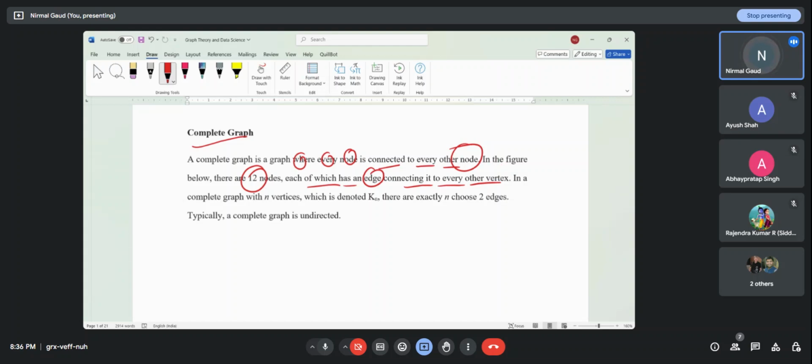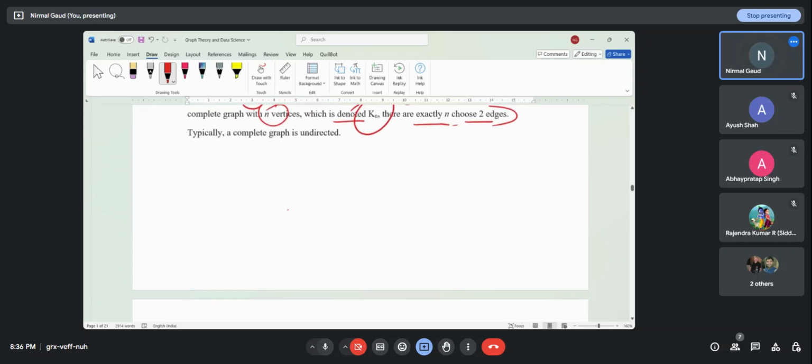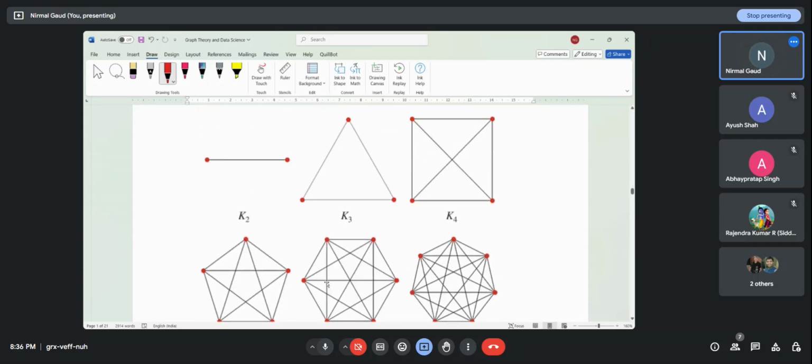If in a graph there are n vertices, denoted by Kn, there are exactly n choose 2 edges. What does it mean? To be very simple, you have to connect every vertex to every other vertex by an edge. That means ultimately you have to create a mesh.